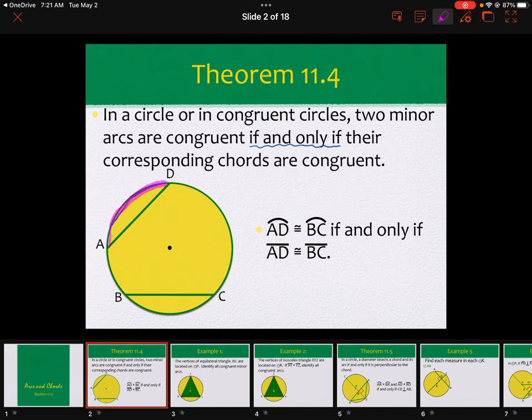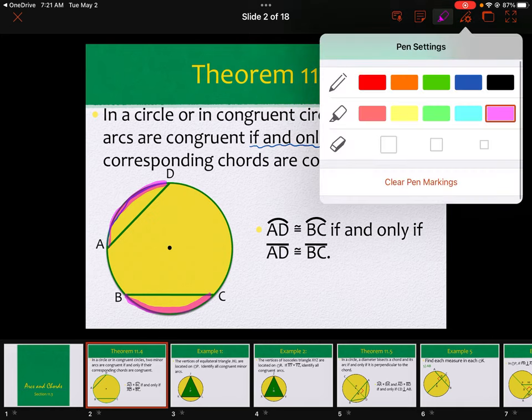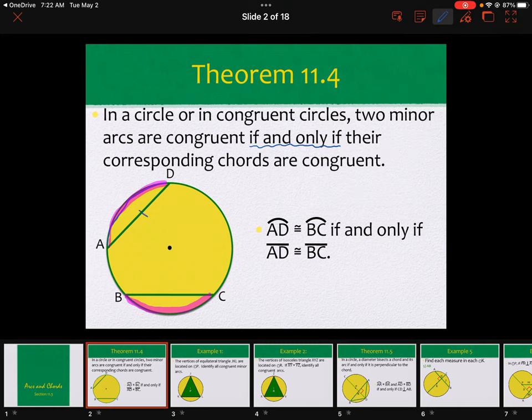Let's say you have this purple chord and this purple chord. You can say that those arcs are congruent if the chords are congruent. So the chords being these segments here. If those segments are congruent, then the purple arcs are congruent. And vice versa. If you knew that the arcs were congruent, then the corresponding chords would be congruent. So we're going to use that theorem a lot in this section. We'll look at two more examples in this video.